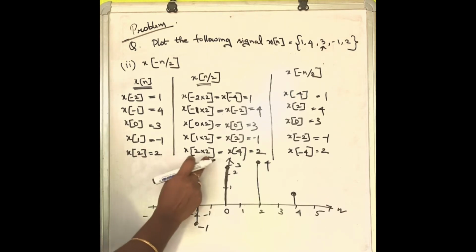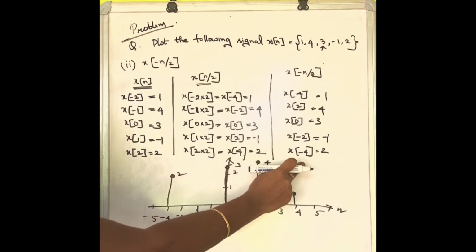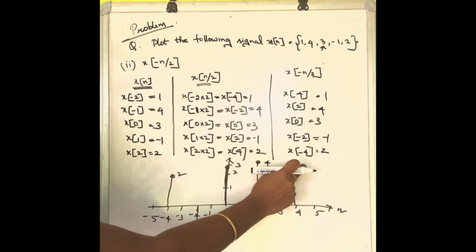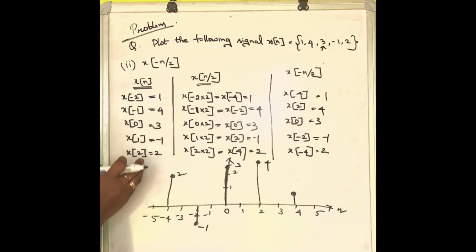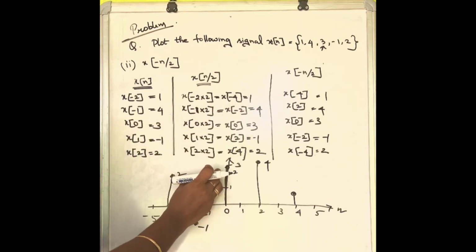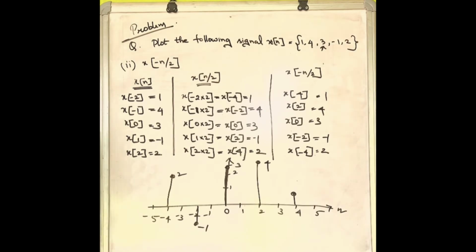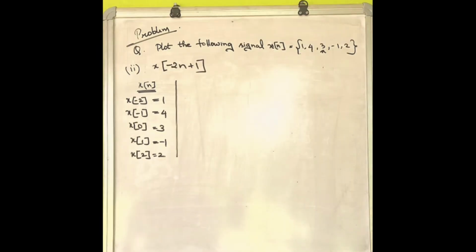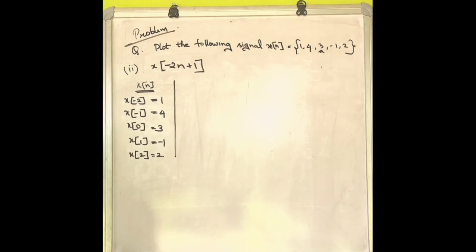Okay, we have done expansion and then reversal. All the things have been done and finally we have drawn. If you want, you can draw a separate signal for x of n. You can draw a separate signal for x n by 2. And finally, you can draw a separate signal for x minus n by 2. So this is the second subdivision. The third subdivision, x of minus 2n plus 1.